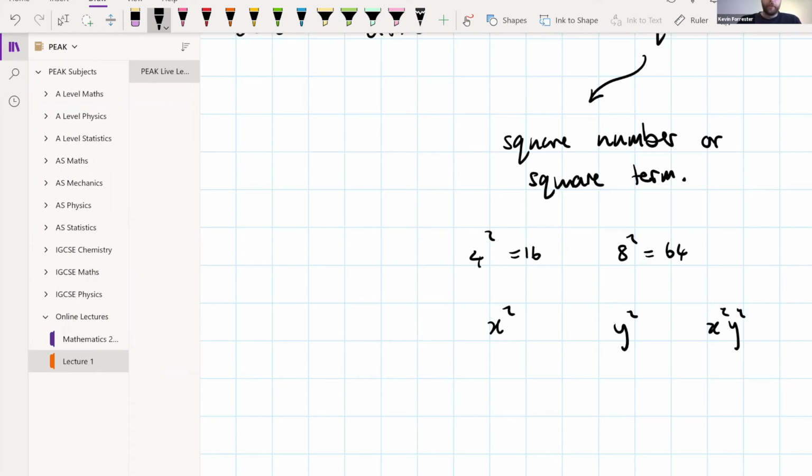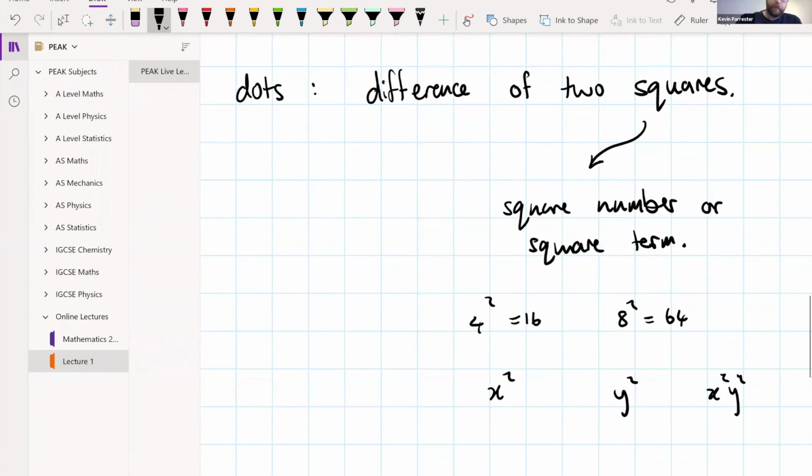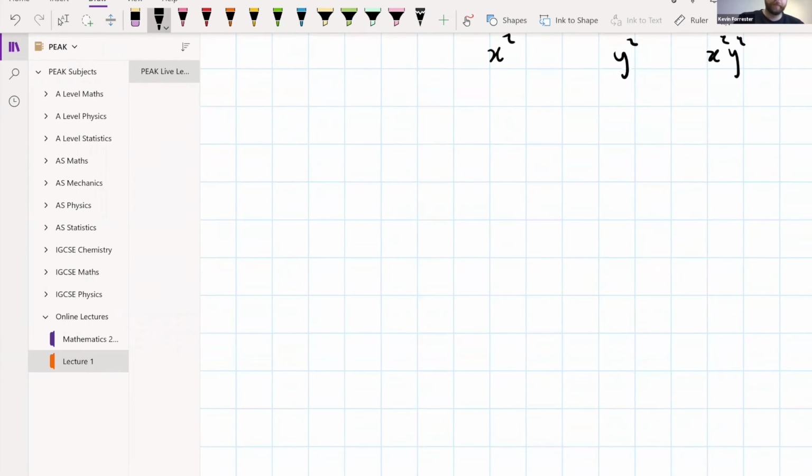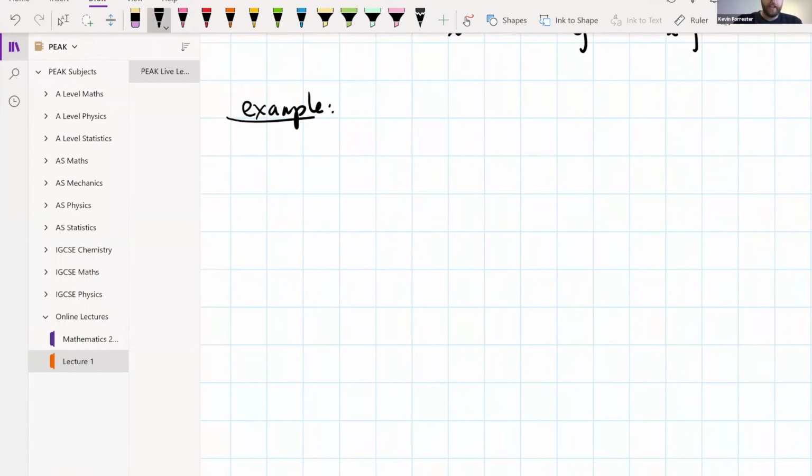And then what does the difference imply? Subtraction. So basically, if we subtract two squared numbers from each other, we could factorize them if they are squares. So let's look at an example. So if I had x squared minus 4.